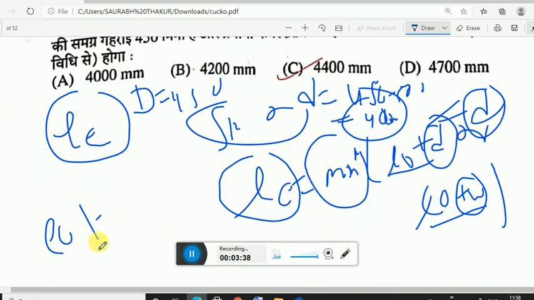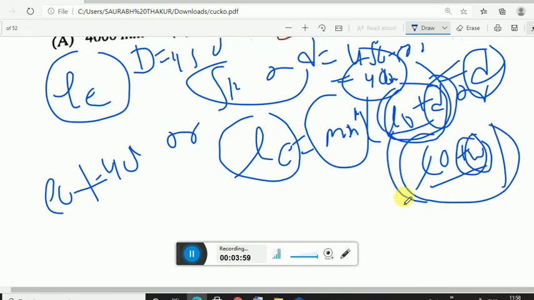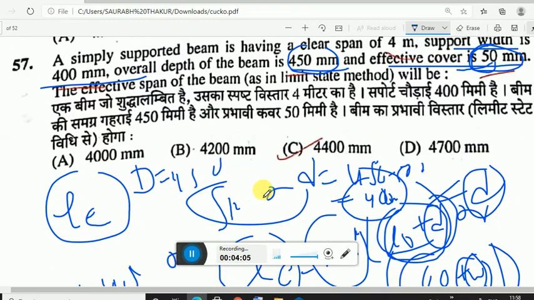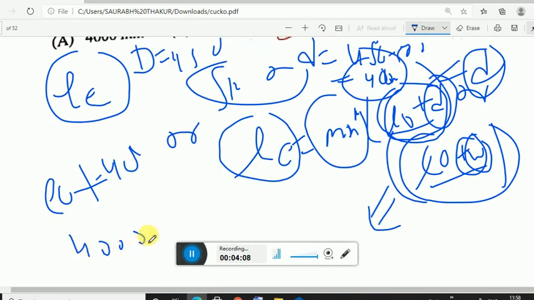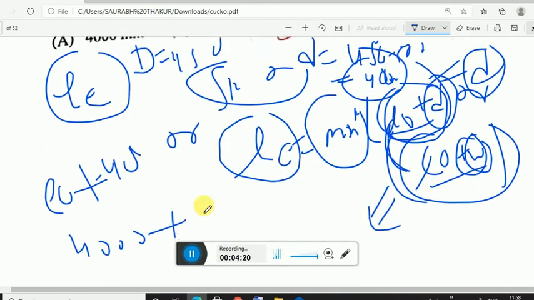L0 plus d, with effective depth 400 mm, or the minimum of L0 plus D or L0 plus W. Here the width of support is also 400 mm, so whether you calculate L0 plus D or L0 plus W, you will get the same value. Then your correct answer would be L0, which is 4 meter, that is 4000 mm, plus 400 mm.